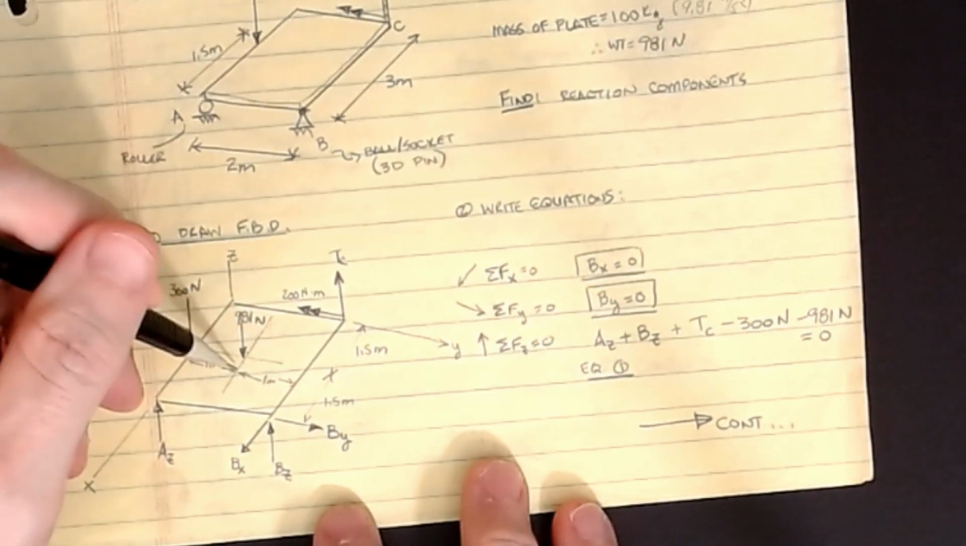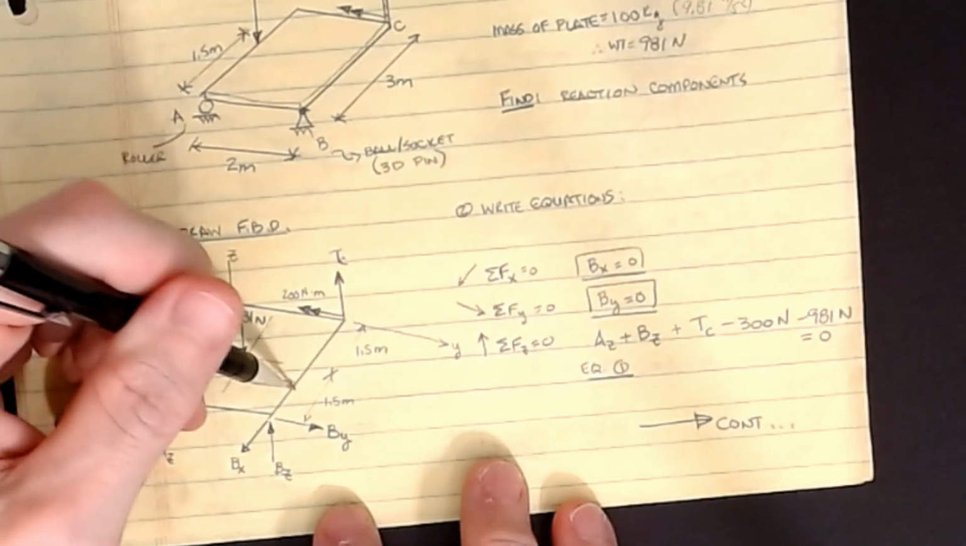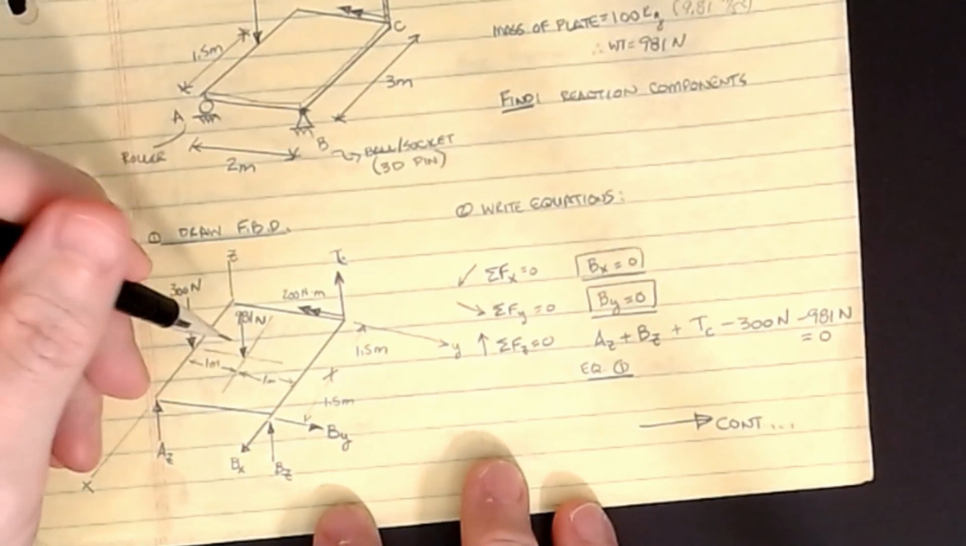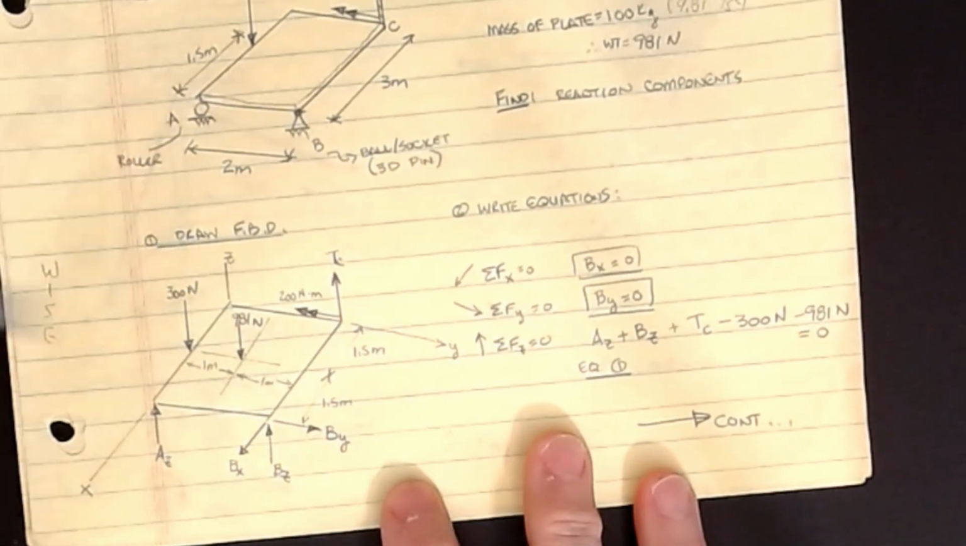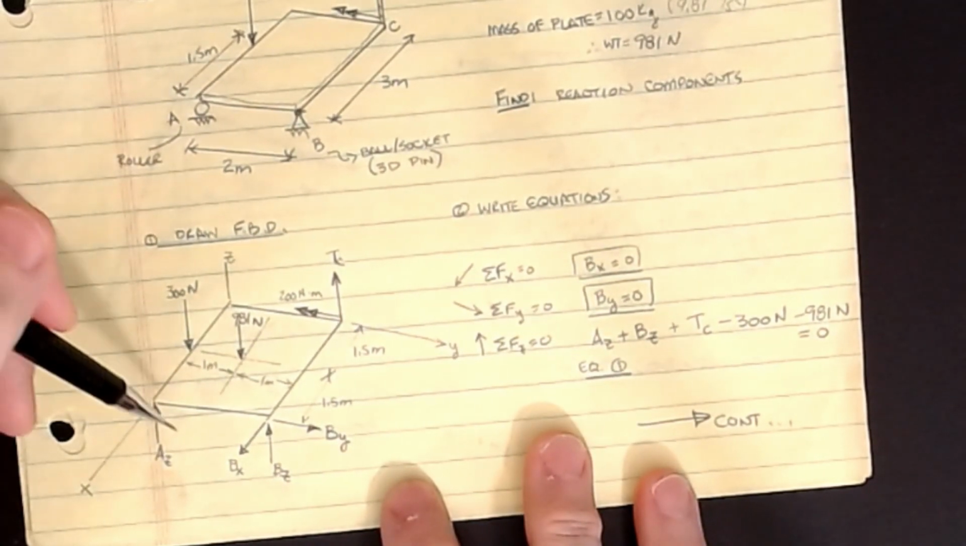So it's going to be 1 meter from A, 1 meter from B, and 1.5 from B in this direction. And that gets me the center of the plate where that mass is acting. Okay. A is a roller. And so we know that a roller is a singular force that's perpendicular to the slope.